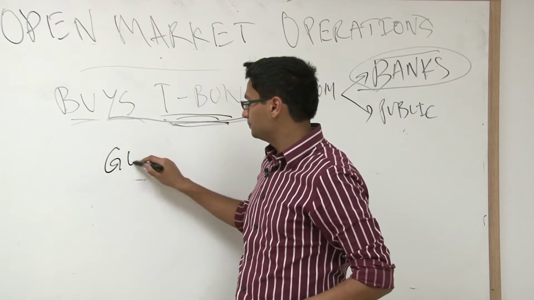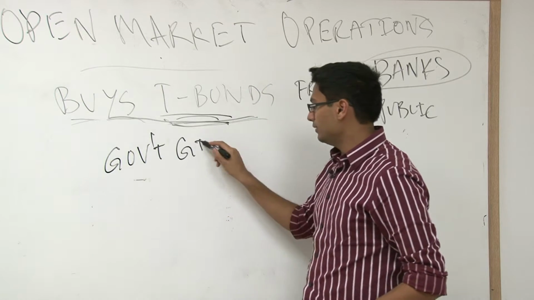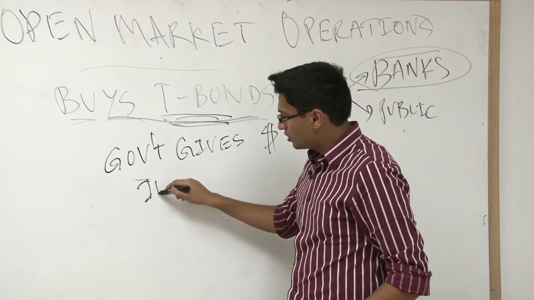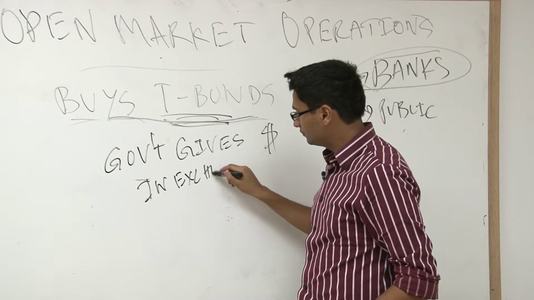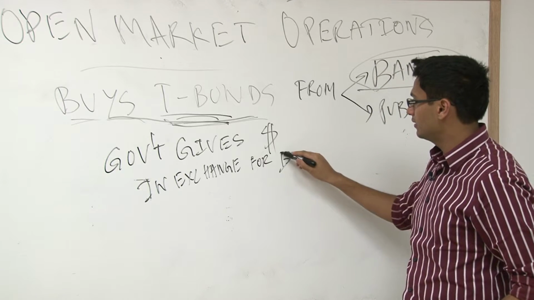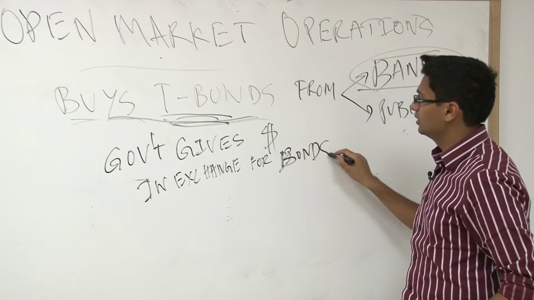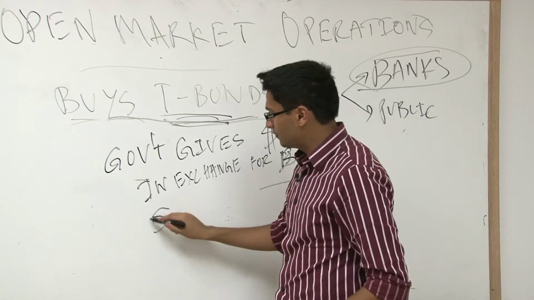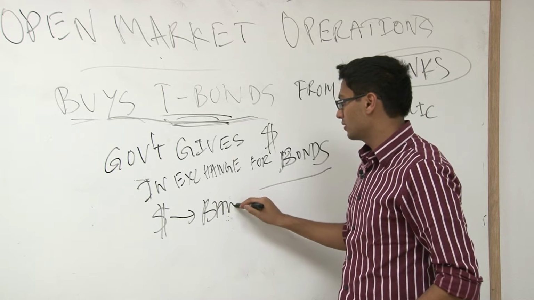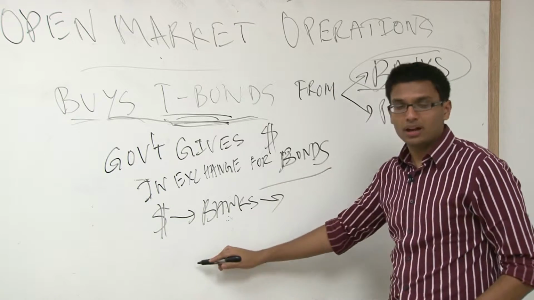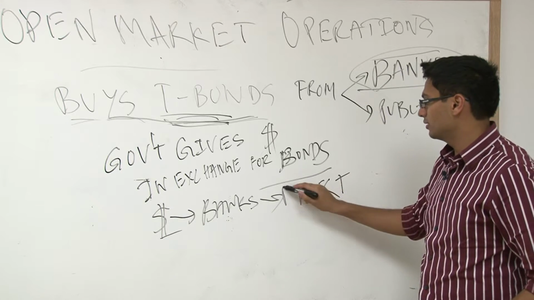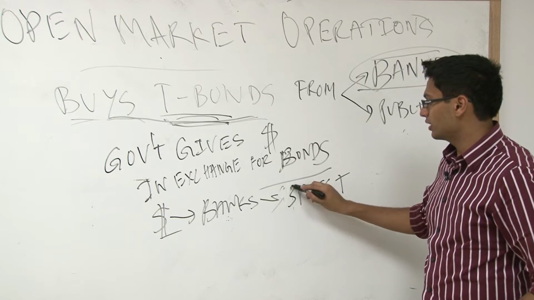So the government gives money, cash, in exchange for bonds. And this is obviously US-backed Treasury bonds. So when they give this cash for bonds to the banks, these banks take that money and they loan it out, and that goes into the money market.